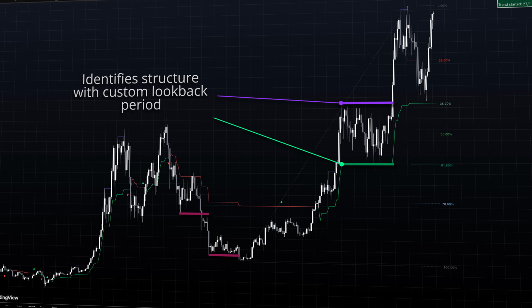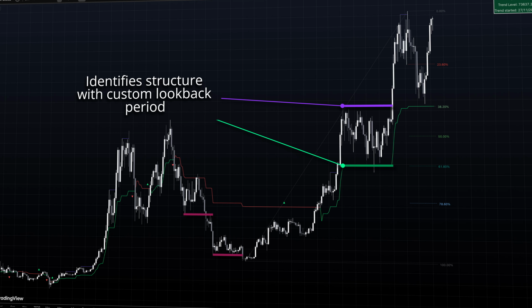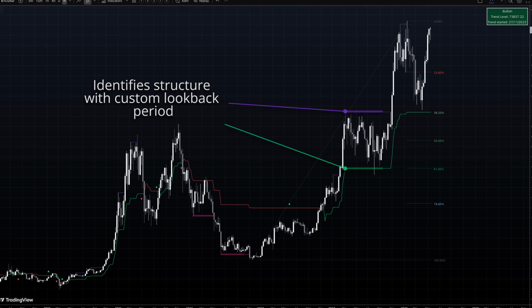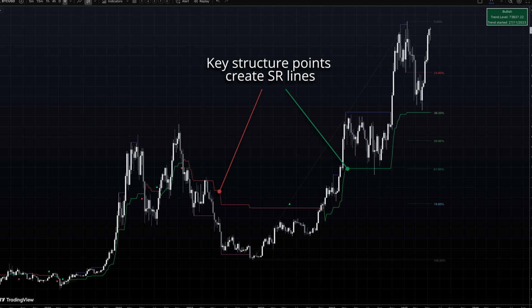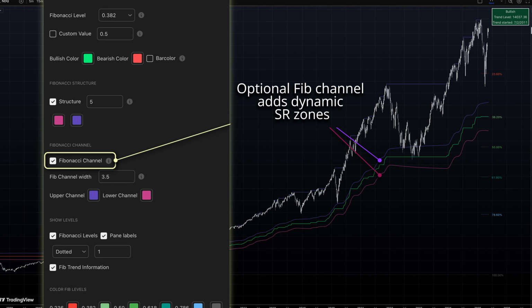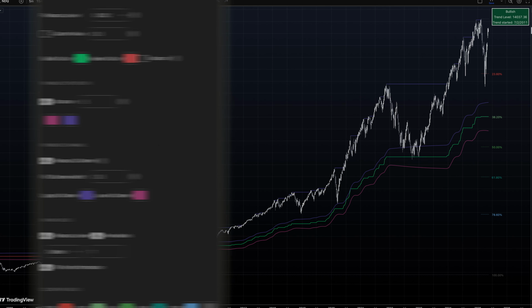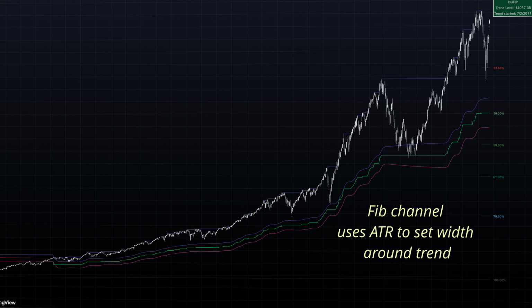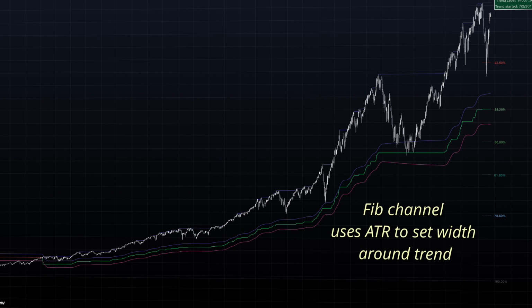Structure identification adds another dimension by marking significant swing highs and lows based on a user-defined look-back period. These structure points connect to form support and resistance lines, visualizing the underlying market framework. The optional Fibonacci channel expands on this concept by creating dynamic support and resistance zones around the main trend line using average true range calculations to determine appropriate channel width.